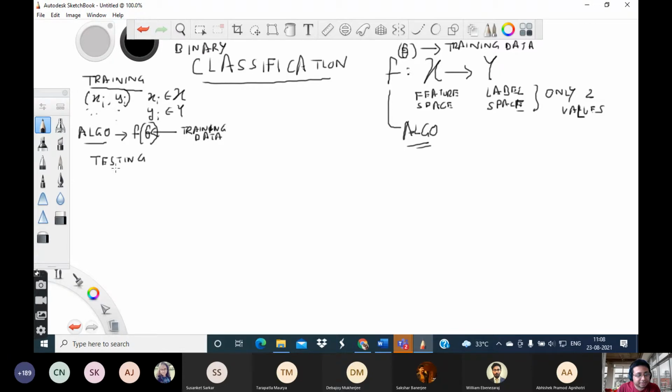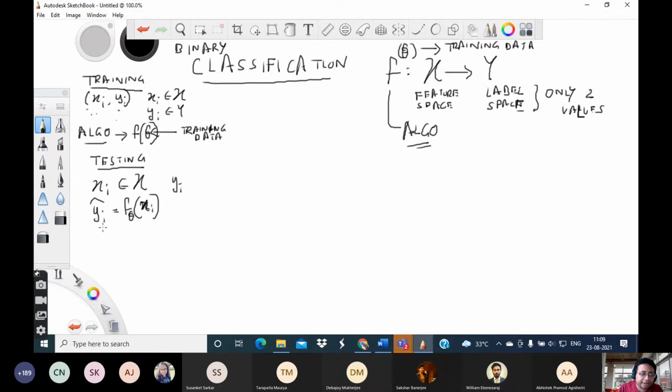What happens in the testing phase? Now we are given only the feature vector xi, which lies in the feature space, but the true label yi is withheld from us. So what do we do? We predict a possible value of y using this function. We just apply the function f on this value xi, with the theta that we have learned earlier. So what we get is a predicted value.